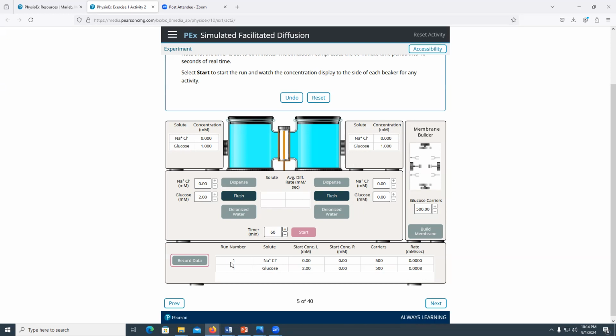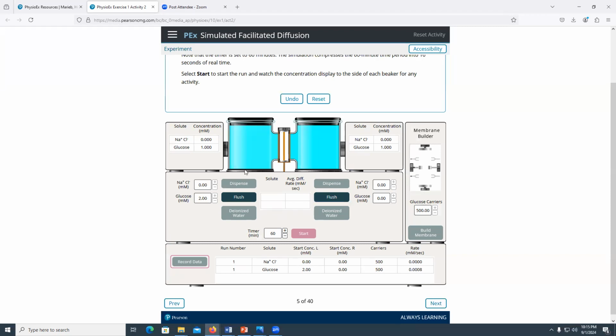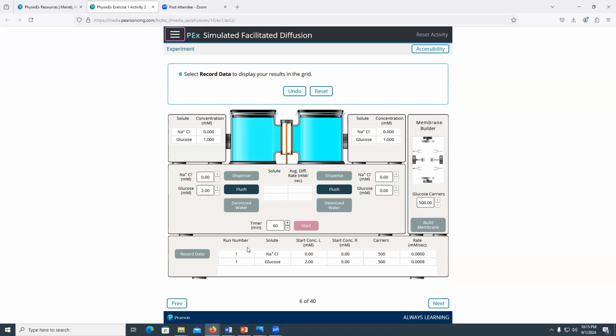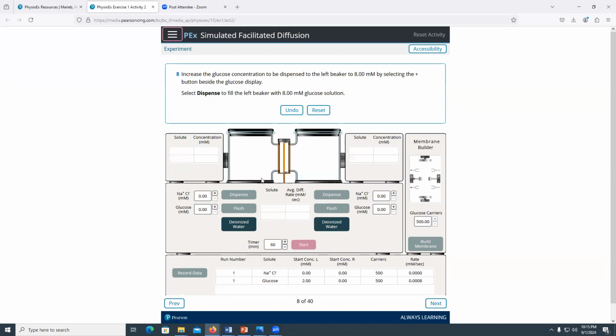So this shows us that in our first run, we had 0 sodium chloride, 2 millimolars of glucose, and 500 carriers, and the rate of facilitated diffusion, the rate of carrying glucose from the left side to the right side, was 0.0008 millimoles per second. So now let's move on to the next step. We have recorded the data. Now let's flush everything and move on.